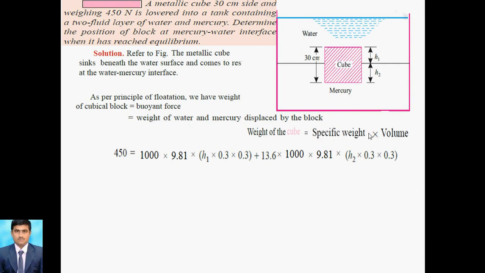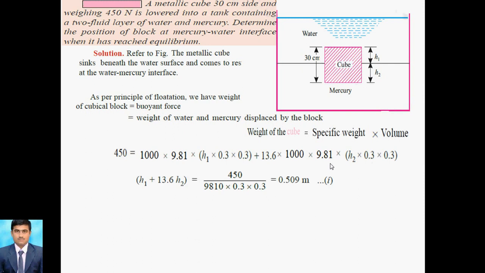Specific weight is nothing but rho into g. For water, rho is 1000, g is 9.81, and the volume for water: water is up to this interface, that is h1, then this is 0.3 and this is 0.3. Why 0.3? Because we convert 30 centimeter to 0.3 meter. So I write h1 into 0.3 into 0.3 for water, plus for mercury, 13.6 into 1000, which is the conversion of specific gravity to density, into g, 9.81, into H2 into 0.3 into 0.3.